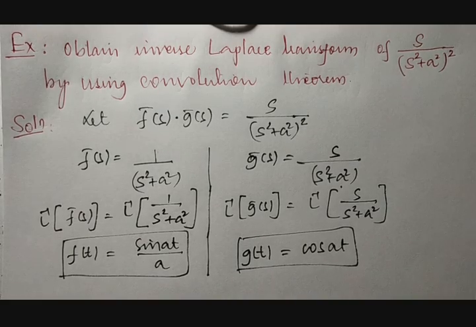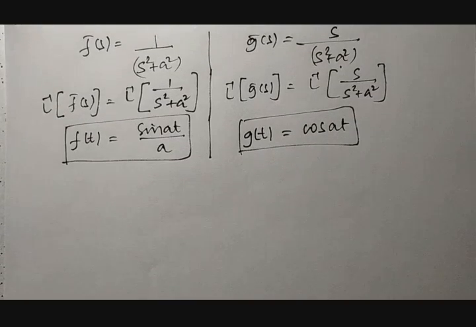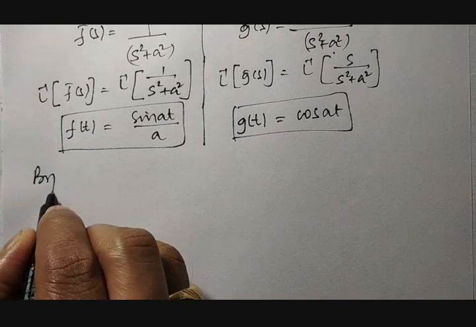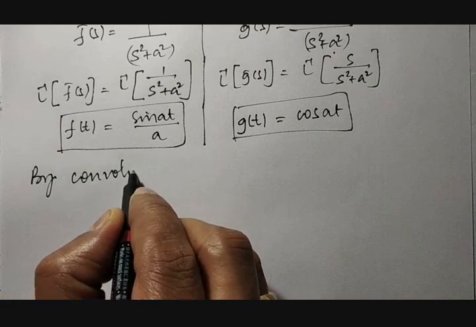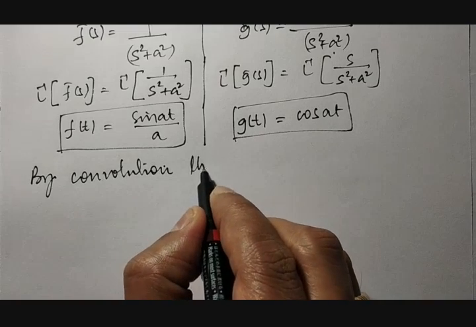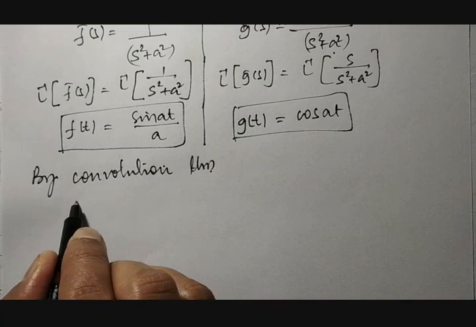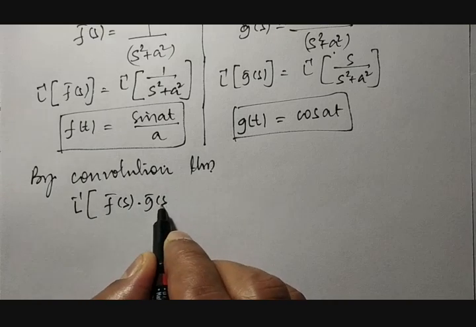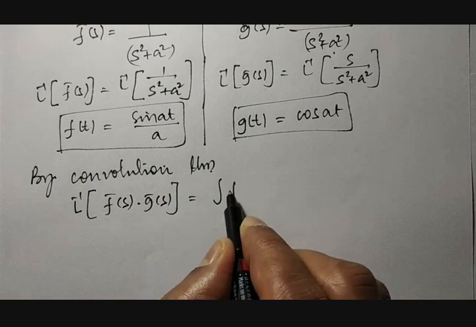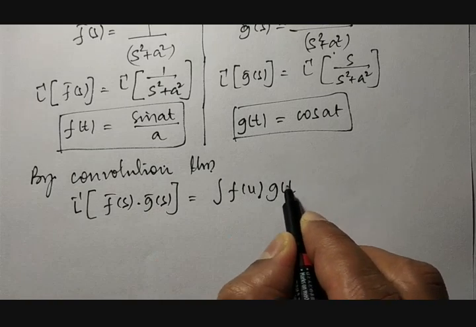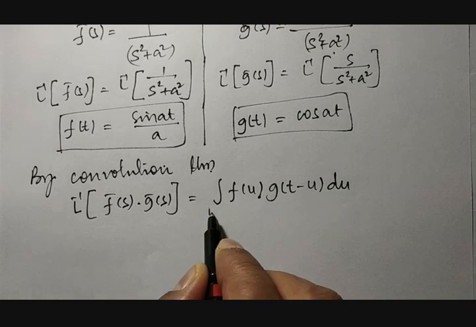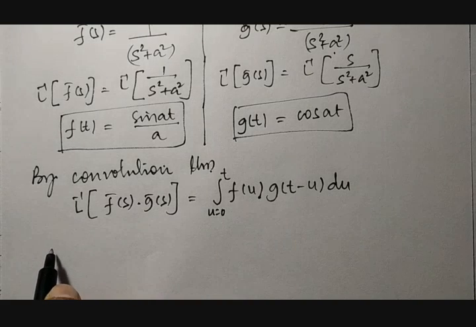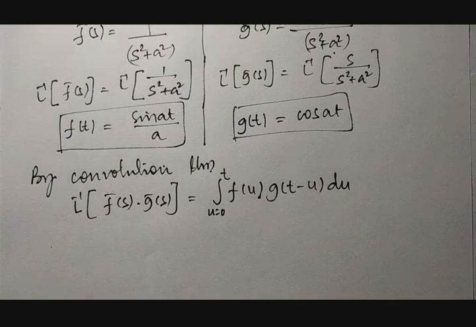So two results we got. One is f of t and another one is g of t. Then let us solve this example by using the convolution theorem. Therefore, by using the convolution theorem, which says Laplace inverse of f bar of s into g bar of s is equal to integration of f of u into g of t minus u with respect to u, where u is equal to 0 to t.